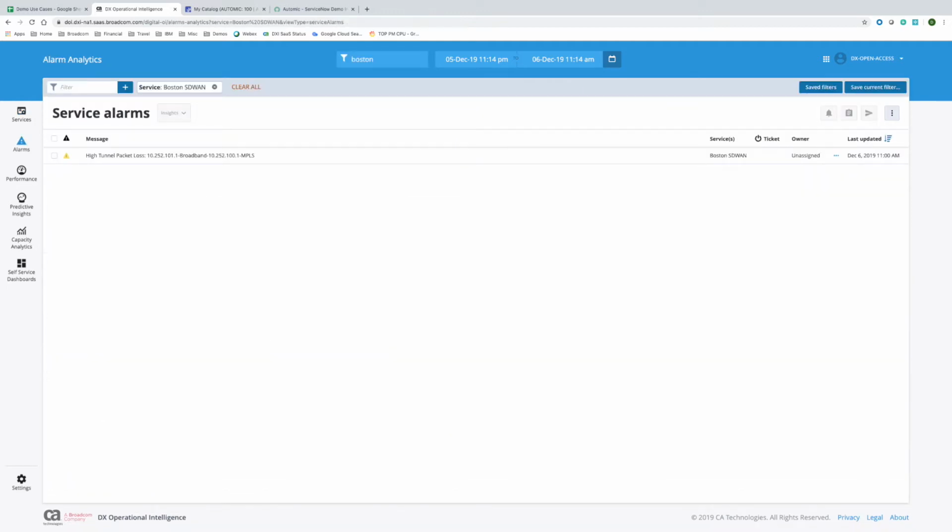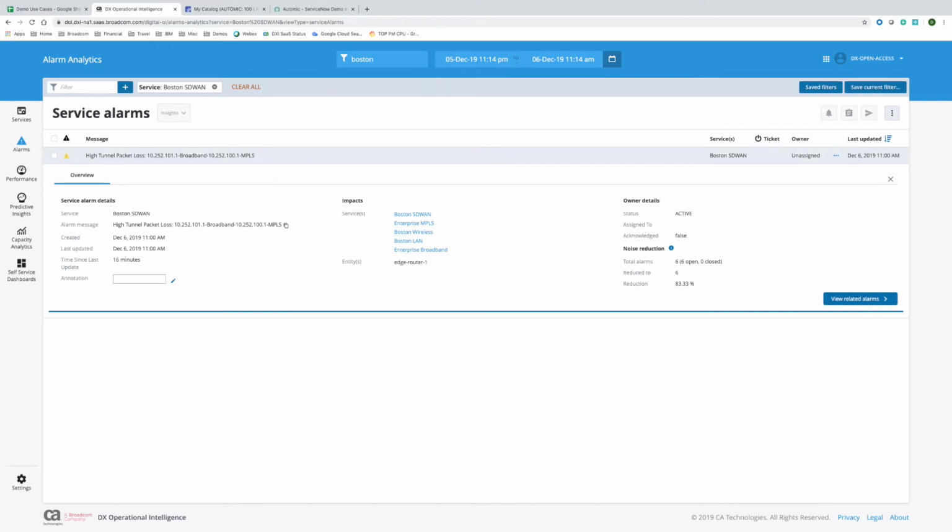By selecting the alarm, we get an overview, including when the alarm occurred, how long it's been going on, all of the services impacted, and the amount of noise reduction the tool is providing. So now we know a lot about the issue, but we need to know how to best resolve it, ideally by understanding what the root cause is.